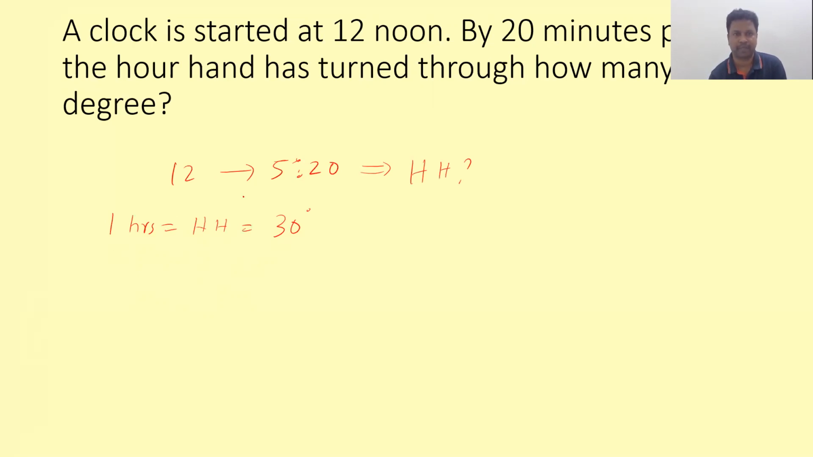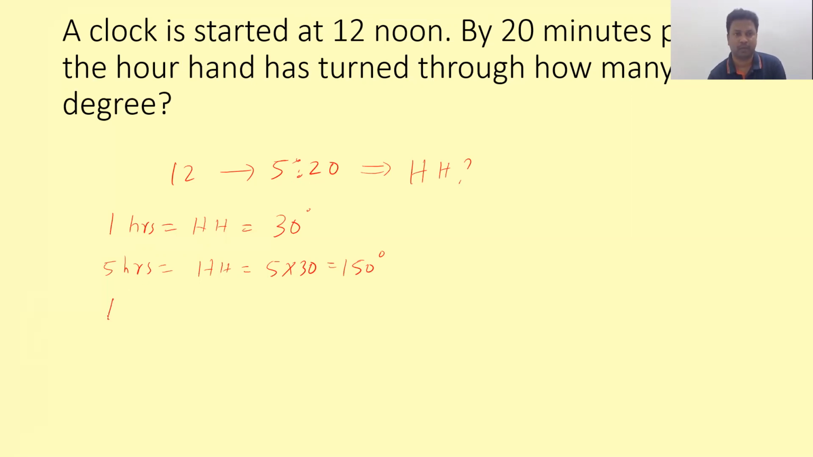Then what is the time gap here? For every total 5 hours, the hour hand will move 5 into 30, which is 150 degrees. Okay, 5 into 30, 150 degrees. But it is not 5 o'clock. They are asking us to find 5:20.